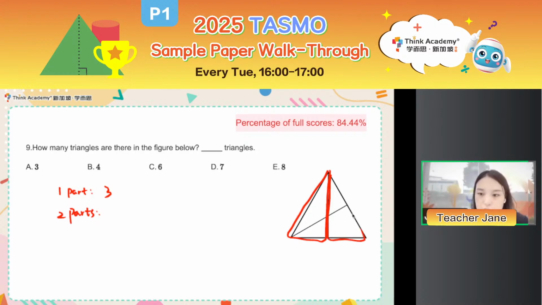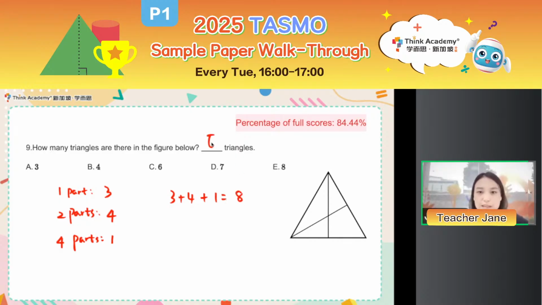1, 2, 3, 4. Okay, so we can see here we got 4 triangles. And then how about 3 parts combined together? Like this. Now, is this a triangle? No, right? So if we combine 3 parts, we don't have any. Then how about 4 parts combined together? Yeah, that is the big triangle outside. Here is another one. So in total, how many triangles are there? Yeah, 3 plus 4 plus 1 gives us 8. Good job, everyone. So we can see here the answer is option E.